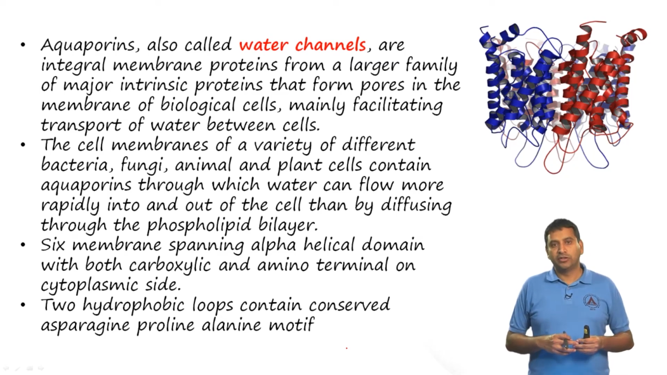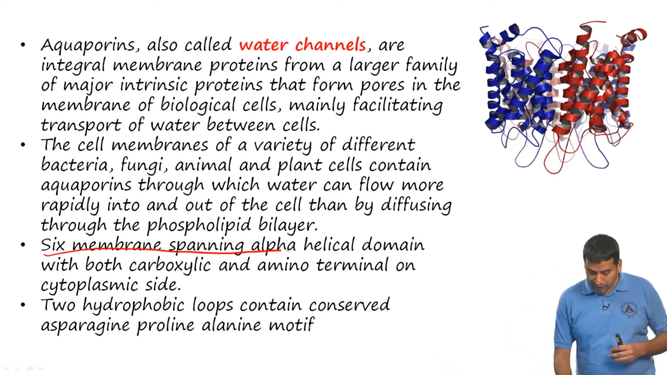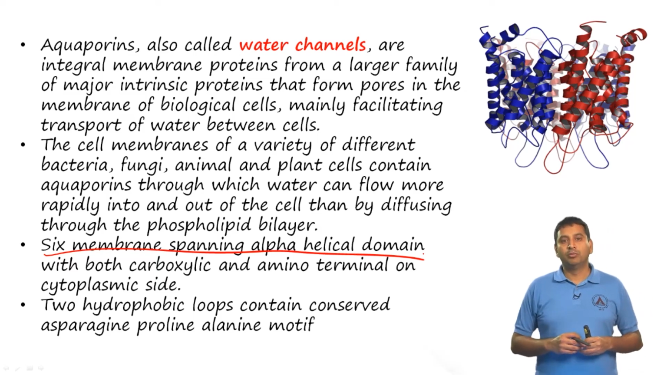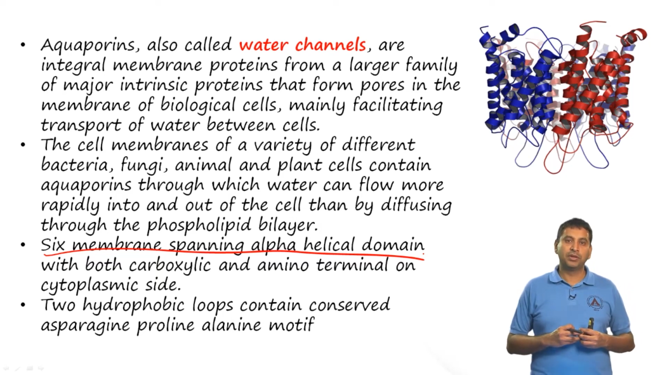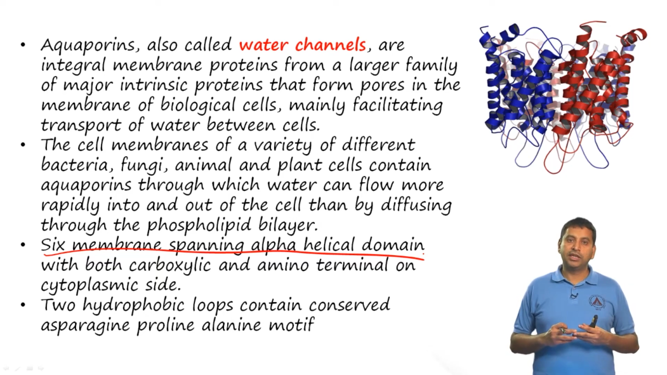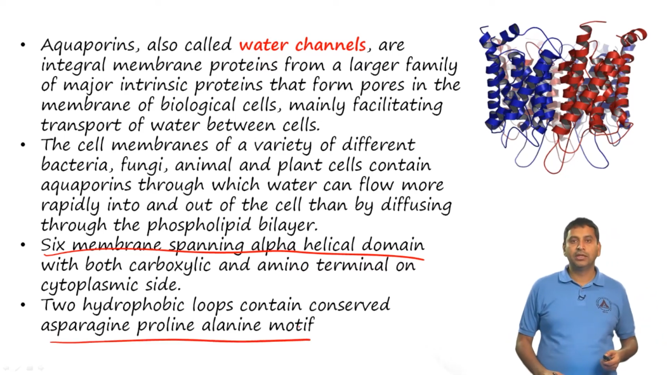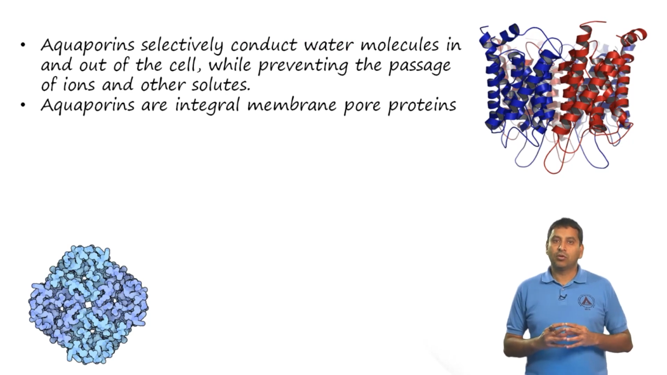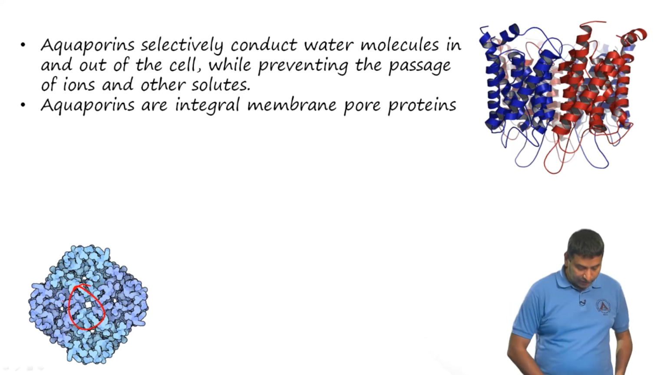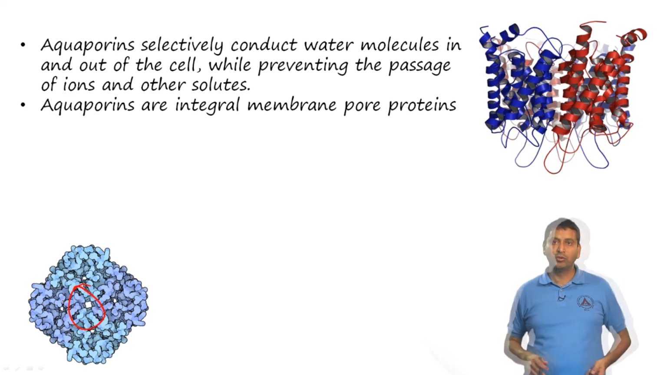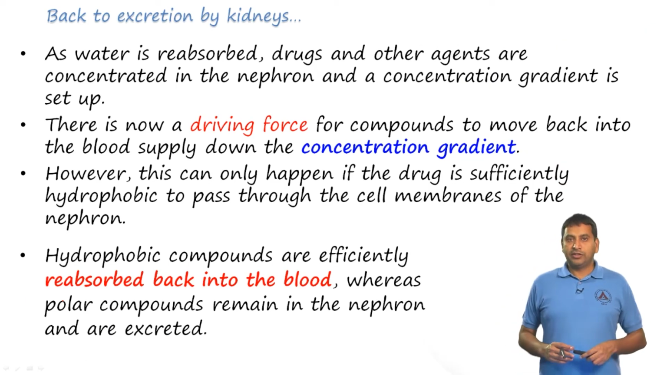and this structure contains 6 membrane spanning alpha helical domains with both carboxylic and amino terminal on the cytoplasmic side. So, this is on the inner side, both the C terminal and the N terminal, and there are 2 hydrophobic loops containing conserved asparagine, proline and alanine motif. Okay. Aquaporins selectively conduct water molecules in and out of the cell, and they prevent passing of other solutes. Okay. So, here is the pore that you can see that is created through which water is going to be transported. Now, let us get back to the excretion by kidneys.